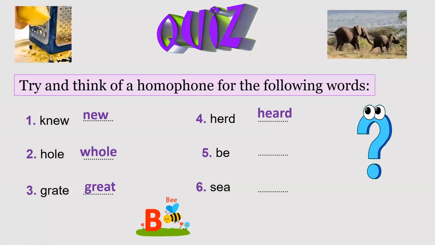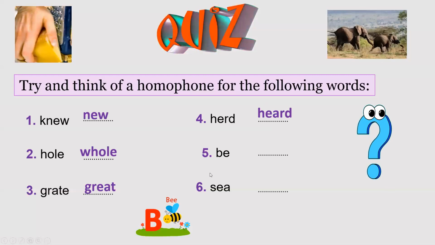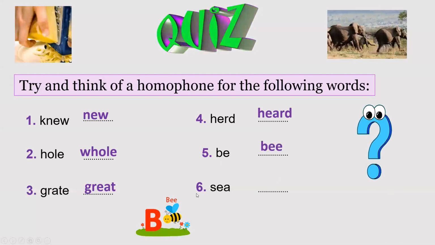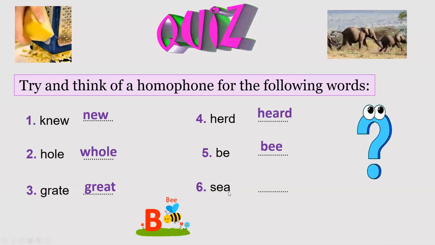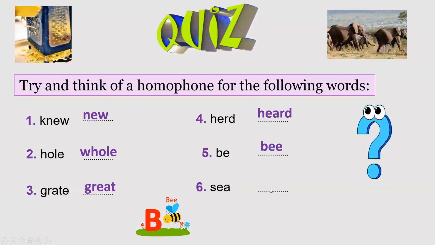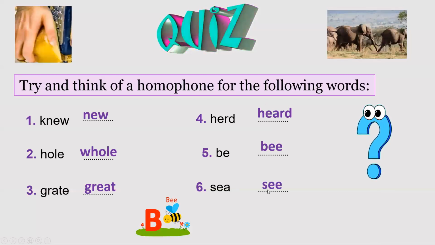Be, which is the verb to be. Can you think of a homophone for this word? Yeah, the insect, bee. And see, you know, the sea, I like to swim in the sea. Yeah, it's so easy. The verb to see. Very well.